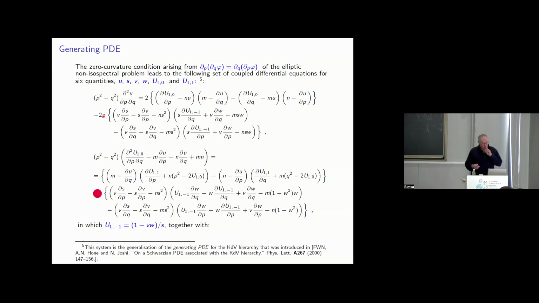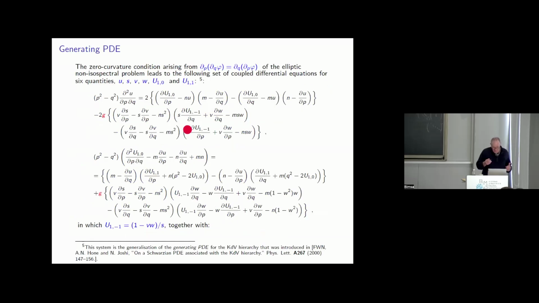If we take the curve degenerate, so if you take g equals 0, then actually only 3 of these equations couple together, namely the first three. So these terms disappear, these terms will disappear, and then in the next one, these terms will disappear. And so you get a closed form system only in terms of little u, u10, and u11. And that system is actually what we call the generating PDE for the KdV hierarchy.